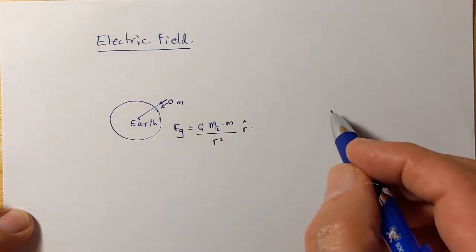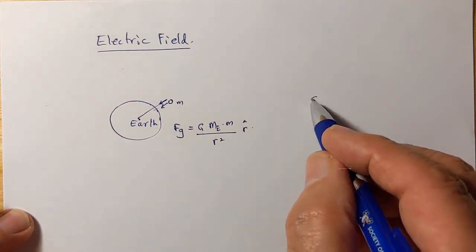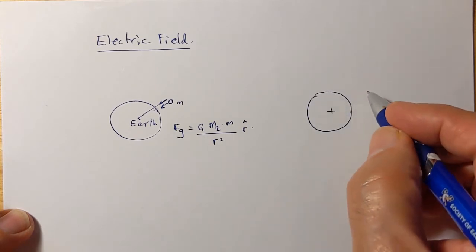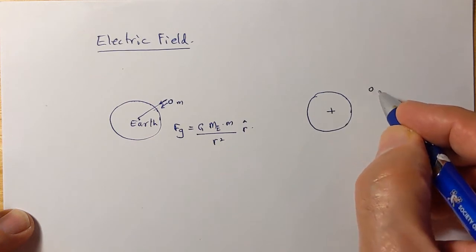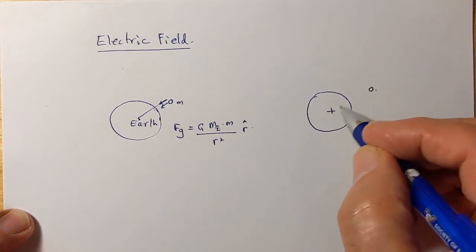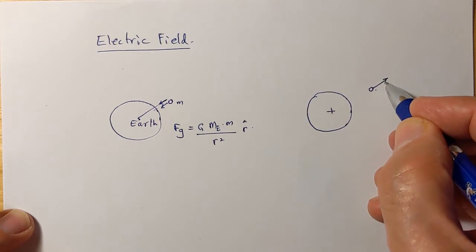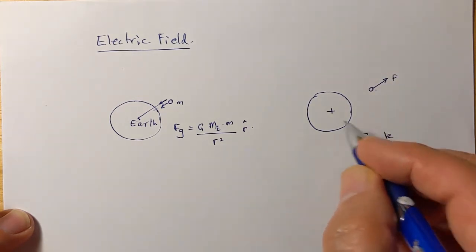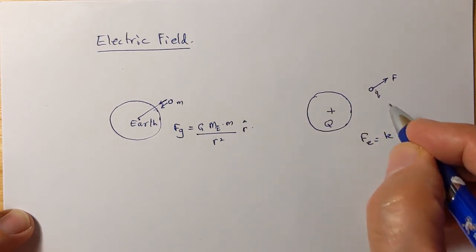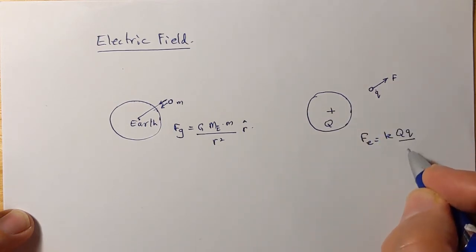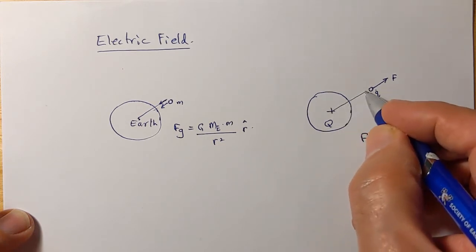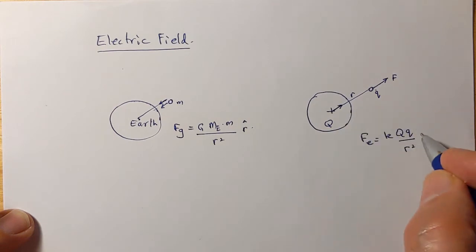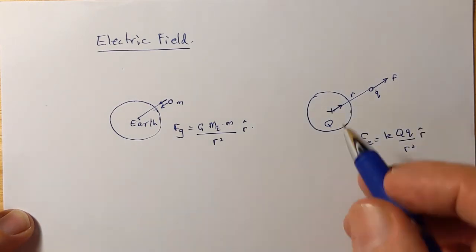Now, similar to this, if we have an electric charge, let's say that's a positive charge, and we have another small positive charge here, then it's going to be pushed away with a force given by K, this is capital Q, that's little q, so Q q over r squared. This distance is r, and the unit vector, in this case, is pointing away from it because both of these are positive.